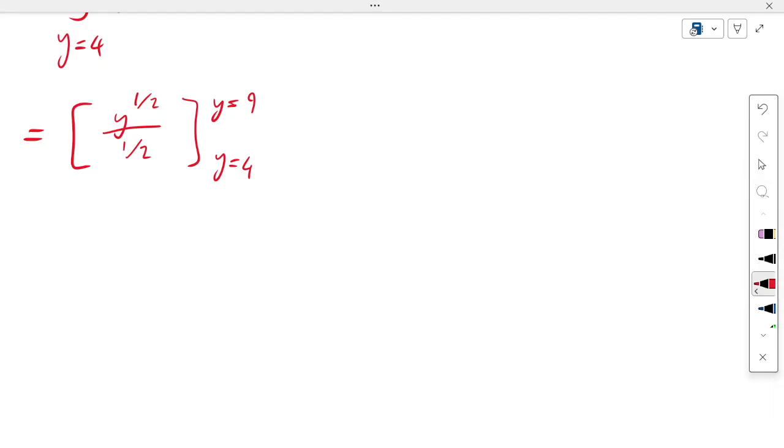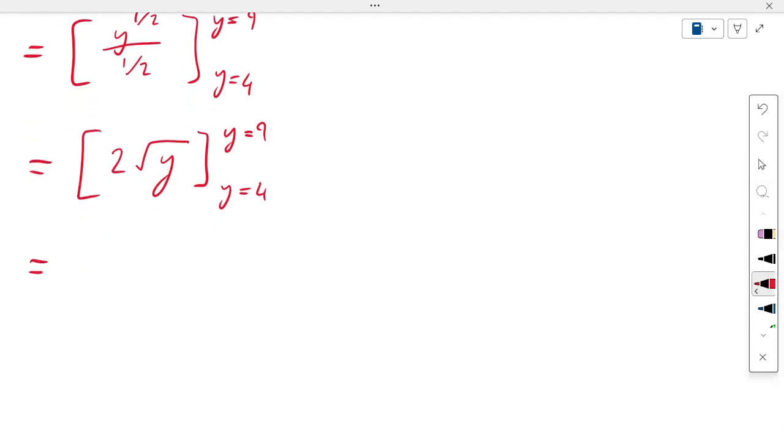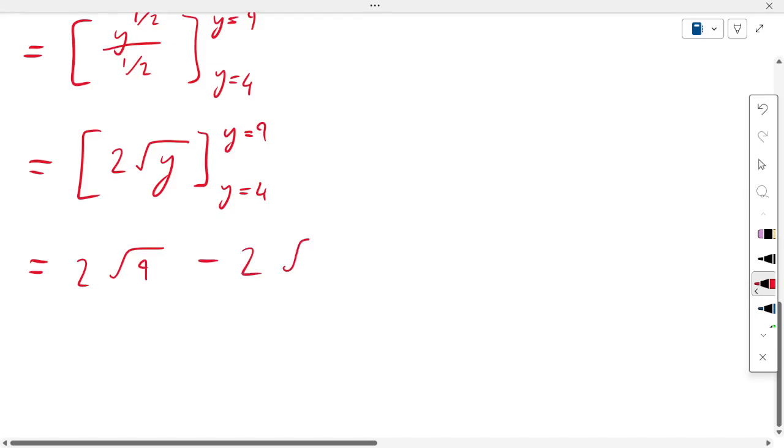And then obviously that's just simplified over here. We can actually rewrite it like this. Well, divided by a half means multiplied by 2, right? It's the reciprocal. So it's going to be 2 multiplied by y to the power of a half, which is also equal to root y. Okay, and then this is y equals 9, y equals 4. And look at this. We're going to use our definite integral method, where we're going to say the following. We're going to say 2 root, we're going to use the upper limit first, it's going to be 9, minus 2 root, the lower limit, which is 4.